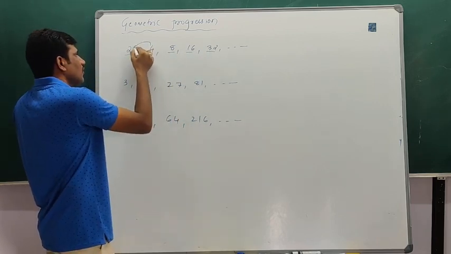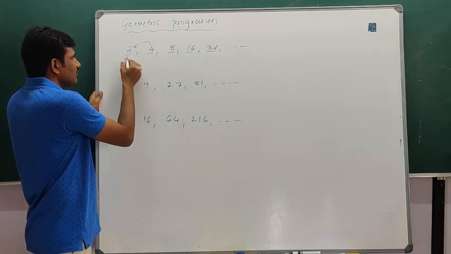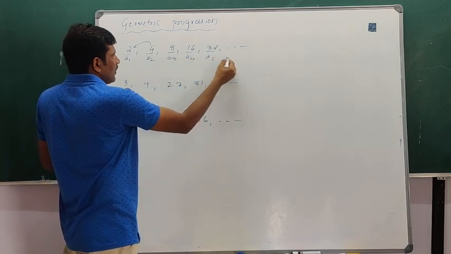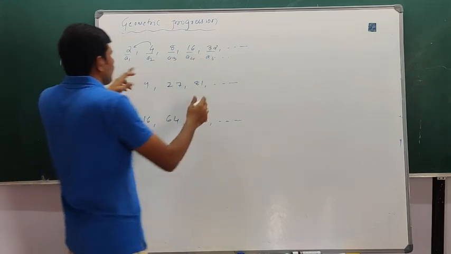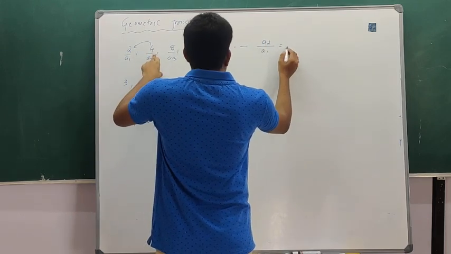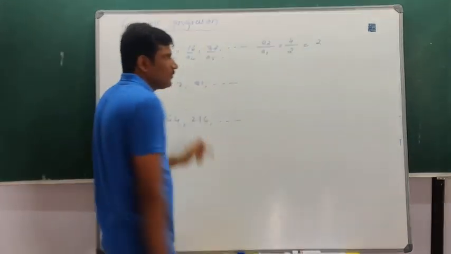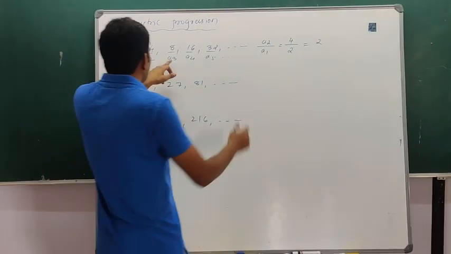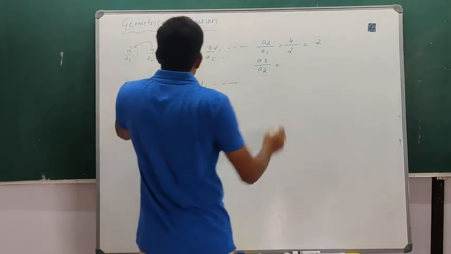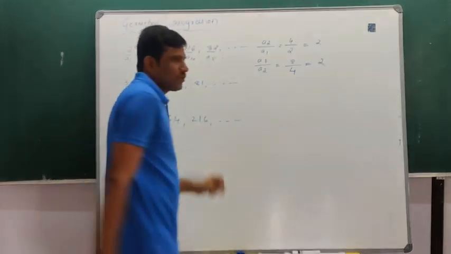I will take the ratio of the second term to the first term. What is the second term divided by the first term? The second term is 4 divided by the first term 2. So what is 4 by 2? That is 2. Or we can take the third term divided by the second term. The third term is 8, the second term is 4. So that is nothing but 2.